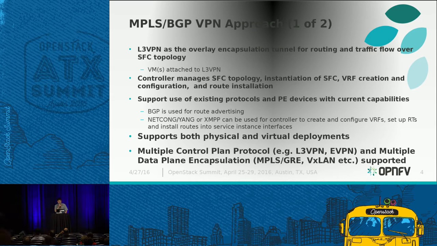BGP is used for route advertising, and NETCONF, YANG, or XMPP from the existing infrastructure can be used for configuring from the controllers to the virtual routers, and creating and configuring the routers, setting up the route targets, and installing the routes into the service functions. And it supports both physical and virtual deployments in the existing infrastructure. It supports multiple control plane protocols, including L3VPN and EVPN and the layer 3 functions in EVPN, and also multiple data plane encapsulations. For example, it supports MPLS over GRE or VXLAN and different encapsulation methods.